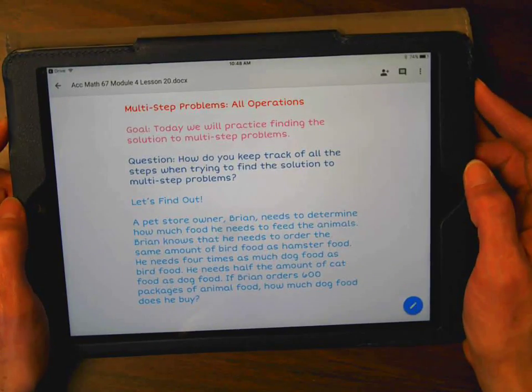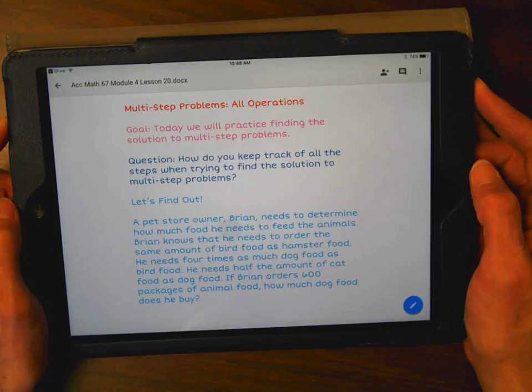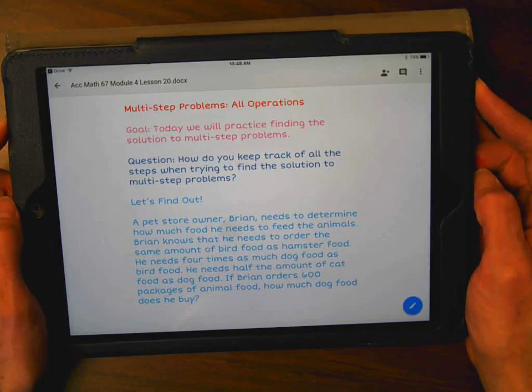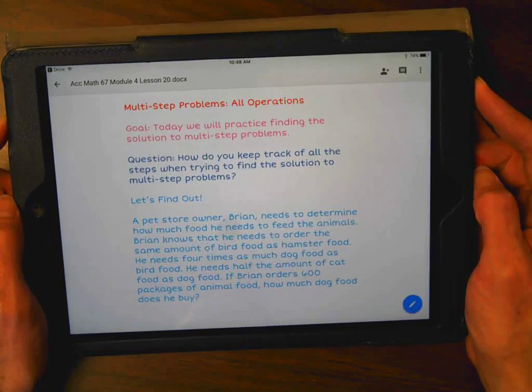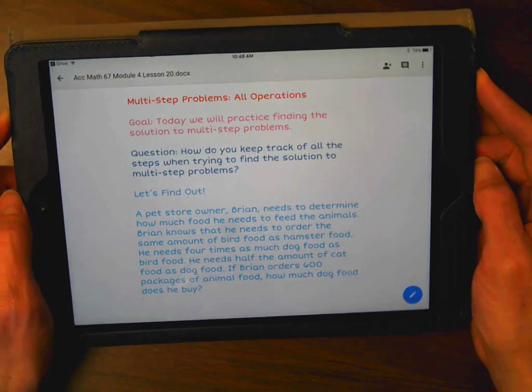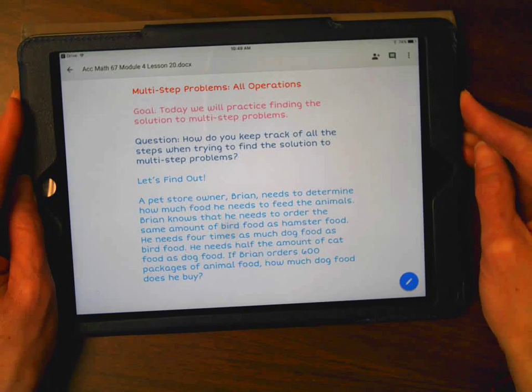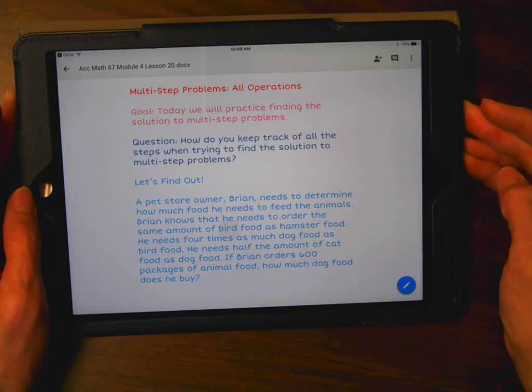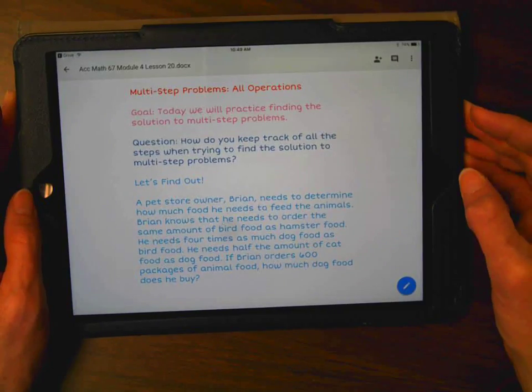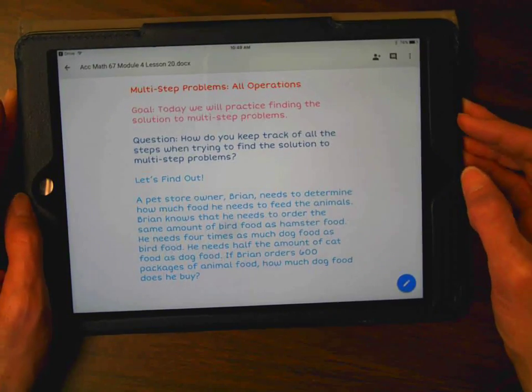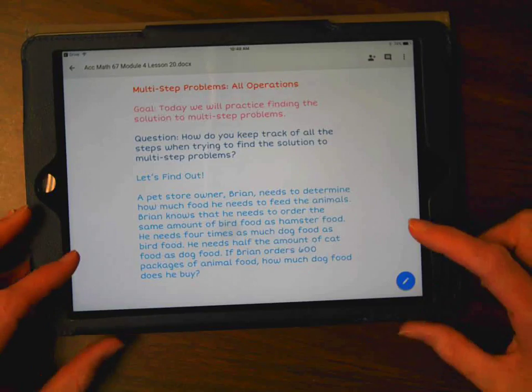A pet store owner, Brian, needs to determine how much food he needs to feed the animals. Brian knows that he needs to order the same amount of bird food as hamster food. He needs 4 times as much dog food as bird food. He needs half the amount of cat food that he needs dog food. And then the question says that if Brian orders 600 packages of animal food, how much dog food should he buy? Okay, so there is a ton of information going on in this problem.